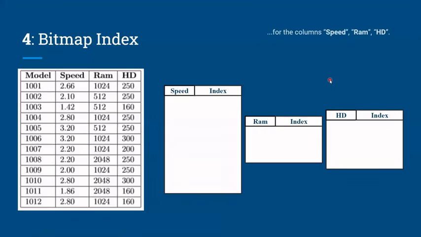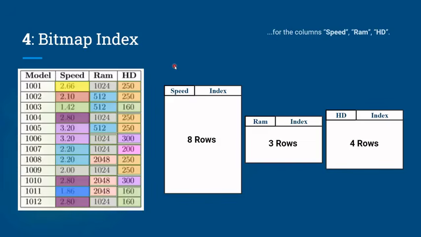So to build a bitmap index, we would need to construct an index table for each column that we are having our index on: speed, RAM, and HD. But then, how many rows will we have, for example, in the speed index table? Or how many rows will we have in the RAM index table? What about the HD index? Well, that depends on the unique values in our column. So how many unique values do we have in the speed? In the RAM column? In the HD?